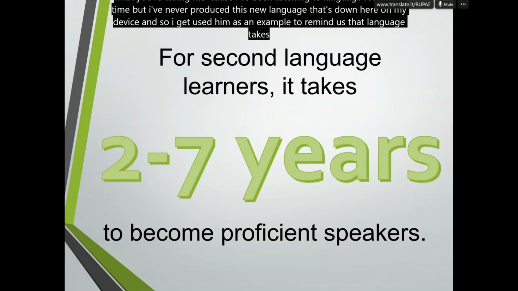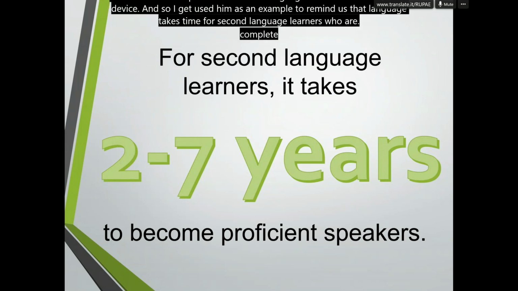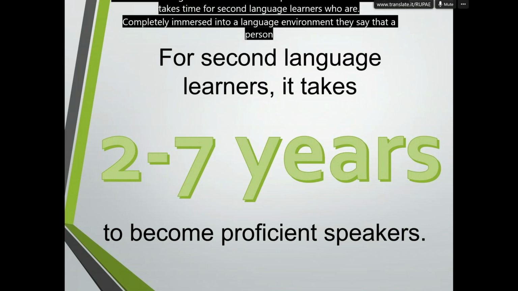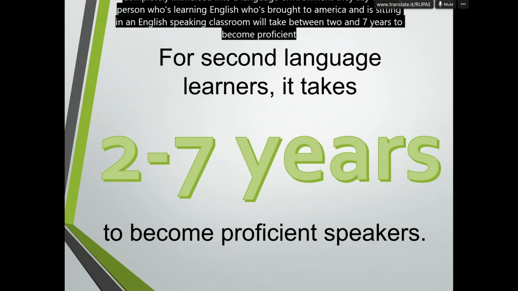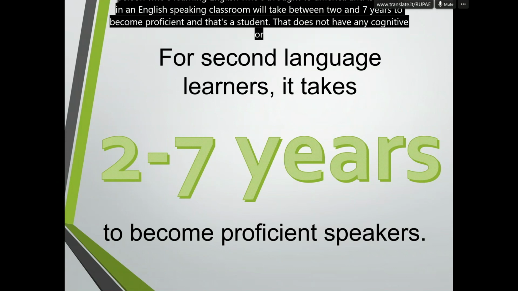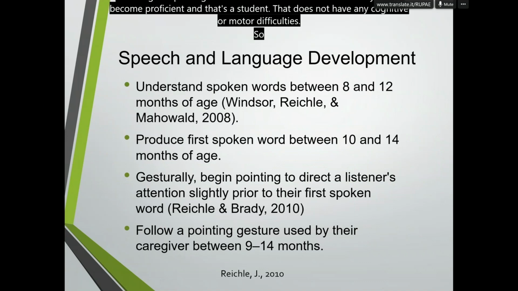For second language learners who are completely immersed into a language environment, they say that a person who's learning English, who's brought to America and is sitting in an English speaking classroom, will take between 2 and 7 years to become proficient. And that's a student that does not have any cognitive or motor difficulties. So let's just briefly go over some of these language norms.